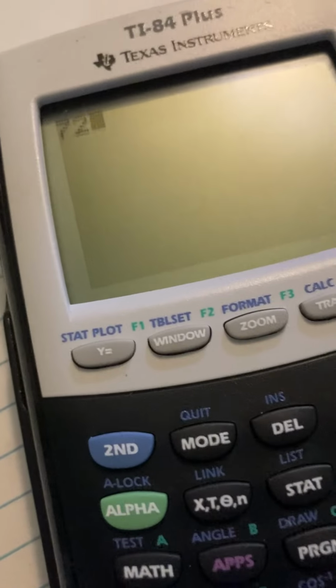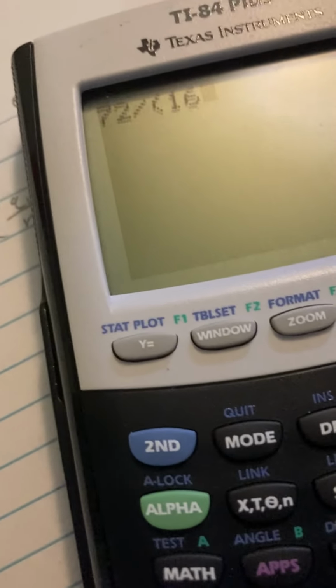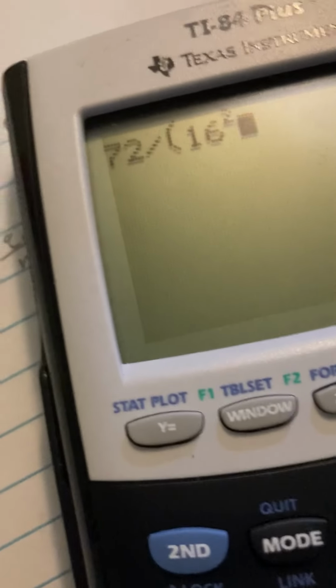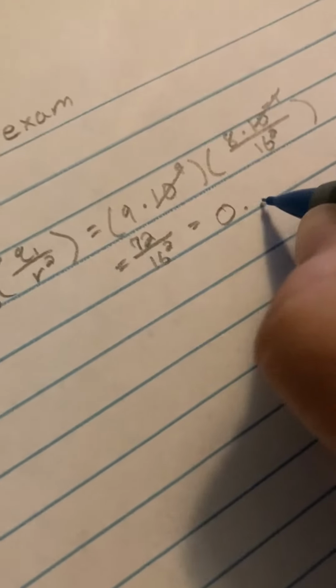72 divided by 16 squared is equal to 0.28125. That's measured in N over C.